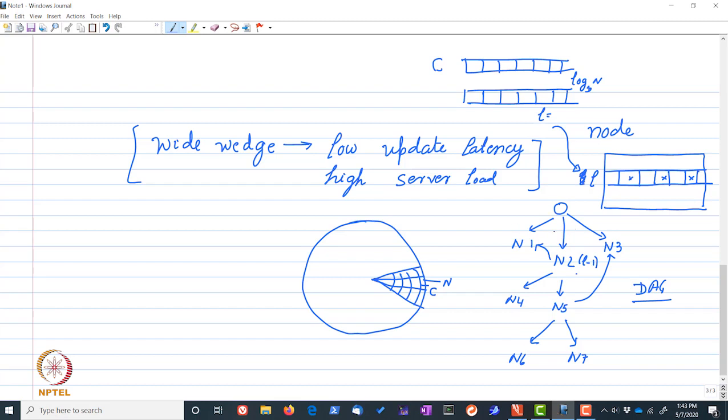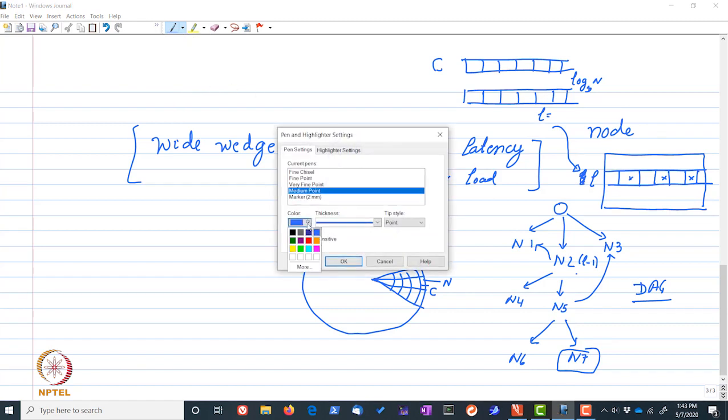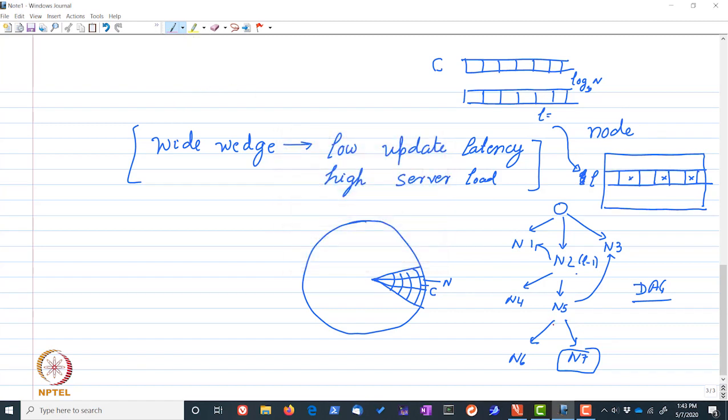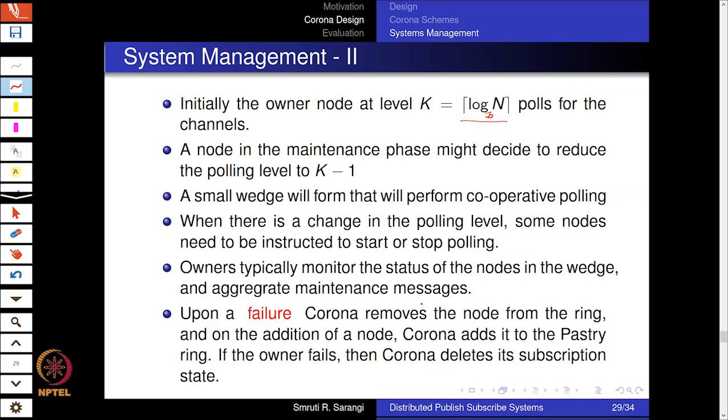Any update that is disseminated by the owner reaches the children, and of course any node will also know who its parent is in the DAG. So let's say if N7 finds an update, its job is to propagate the update all the way up. There can be different variants of this, but the most common variant would be for N7 to propagate the update all the way up to the final owner. The final owner will then again disseminate the update to all of the child nodes, so that all the child nodes get the update. So this is pretty much what is being said over here.